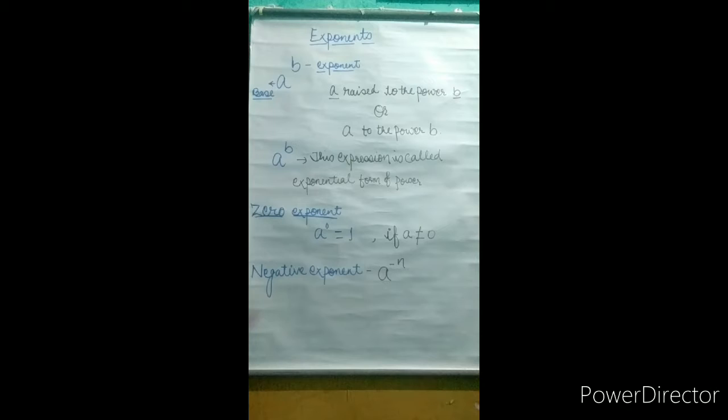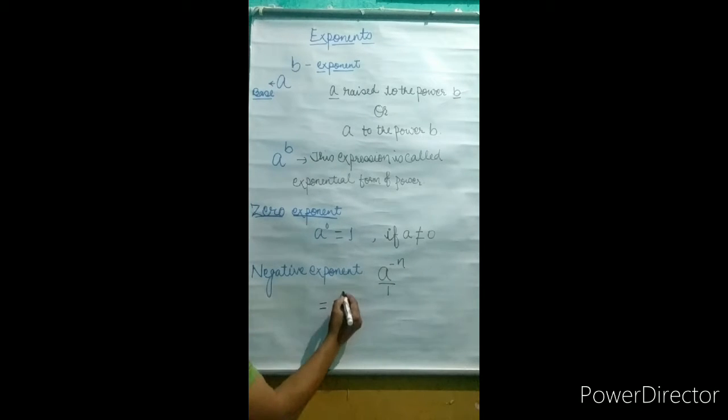Next is negative exponent. Negative exponent means any number's power, if it is negative, that is called a negative exponent. So here you can see a raised to the power minus n. How to convert this into a positive power or positive exponent? What we will do: there is nothing in the denominator, so you can write 1 there, and after that you just reverse or invert this fraction, 1 in the numerator and a in the denominator.